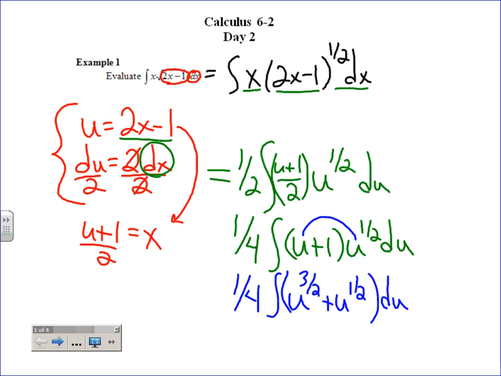We've turned a problem that we did not know how to take the antiderivative of into a form that we actually can take the antiderivative of now. Is it easy? No.